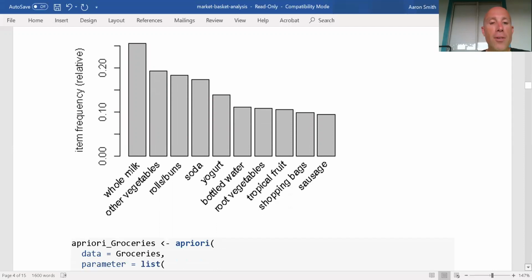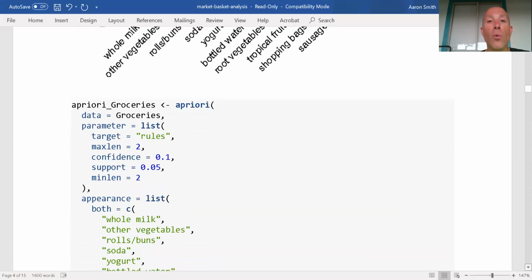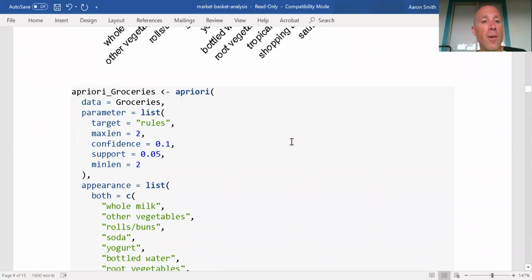All right, so now let's start building some rules for our market basket analysis. In the apriori function, I'm going to first specify my data, and then for the parameter, I'm going to create a list. Now, what do I want out from the apriori function? I want to have rules coming out. I'm going to say that I want a maximum length of 2.